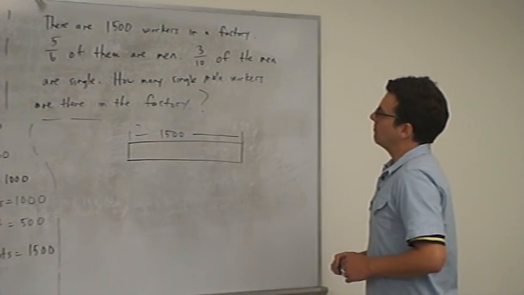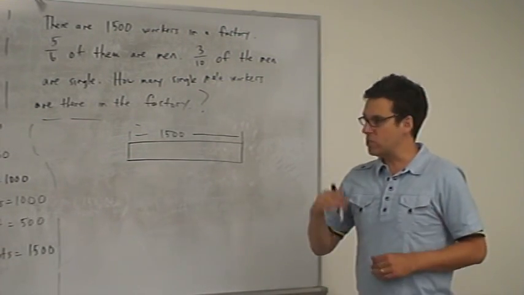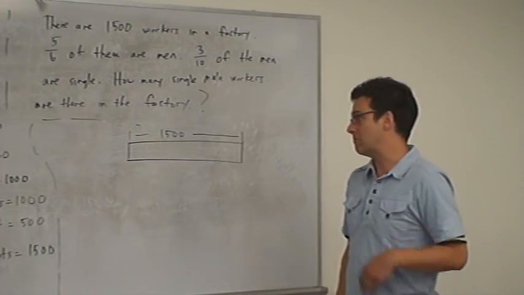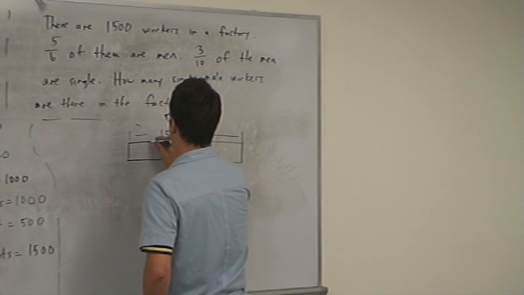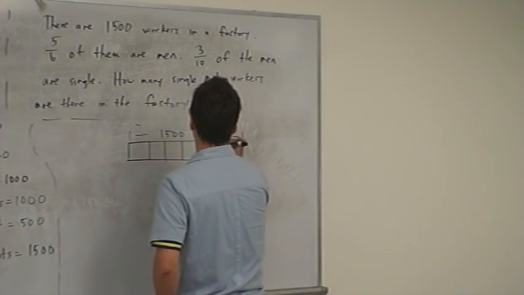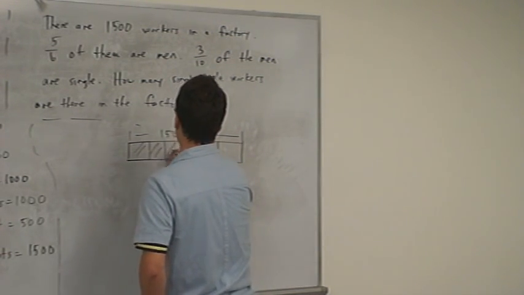Now, 5/6 of them are men. Again, we just go step by step in creating our diagram. 5/6 of them are men. We know how to represent the fraction 5/6. We just chop the bar into 6 pieces and shade 5 of them.